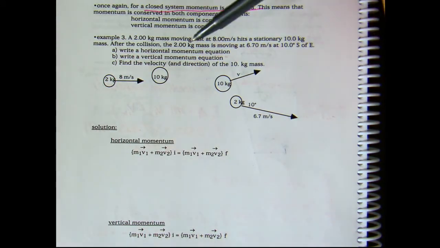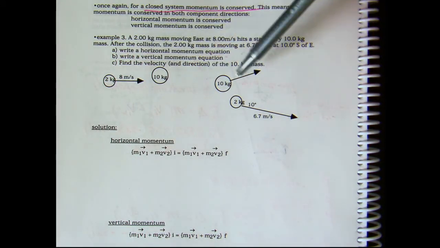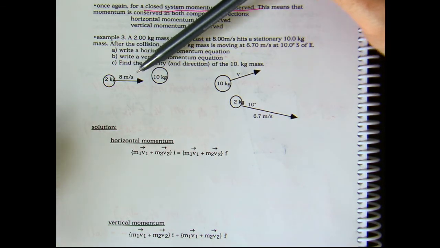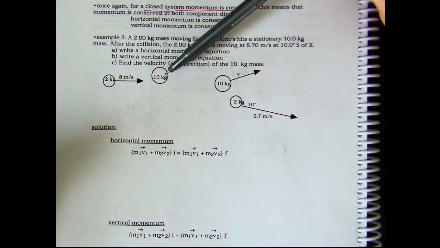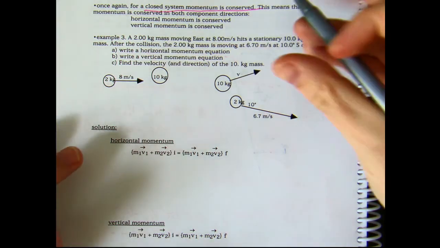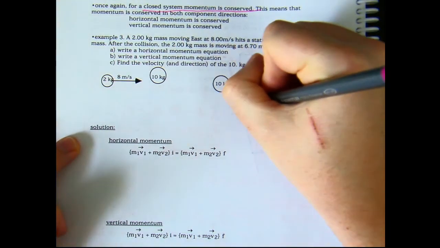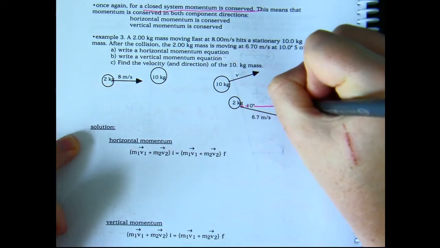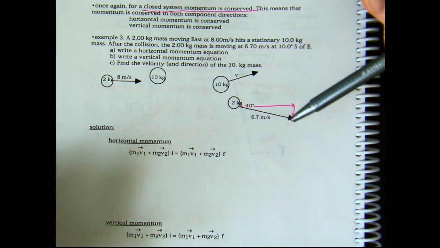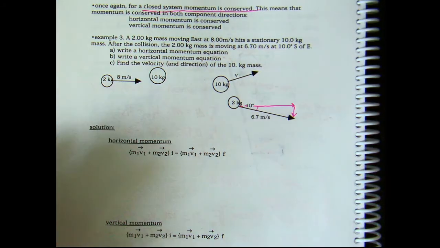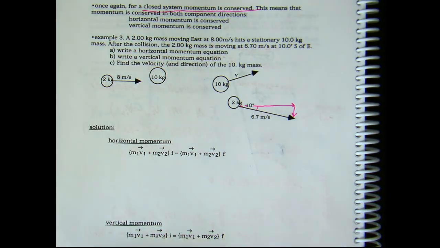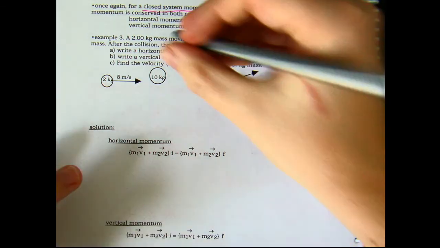Ultimately what we want to find here is the velocity of the 10 kilogram mass after the 2 kilogram mass moving at 8 meters per second east hits the 10 kilogram stationary mass. Knowing that the 2 kilogram mass moves off, I'm going to add a line in here. So that angle in there is 10 degrees, 6.7 meters per second south of east. And we want to know what this guy's doing up here. So ultimately, it's a collision, so we're going to deal with momentum. Momentum's going to be conserved.